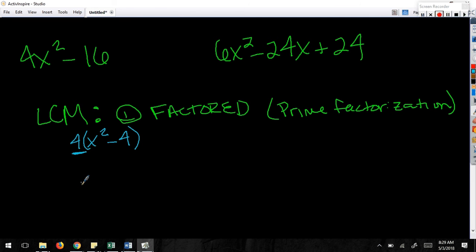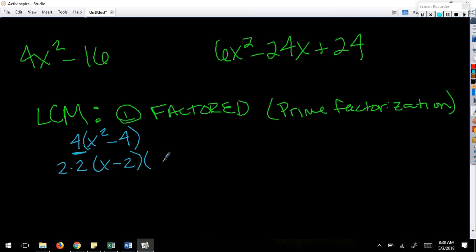What's the prime factorization of 4? 2 times 2. And now I've got x minus 2, x plus 2. This is completely factored. It is broken down as far as I can break it down. Do we all agree? Yes. So it has 1, 2, 3, 4 pieces being multiplied, yes? Yes. Okay. How about this one?